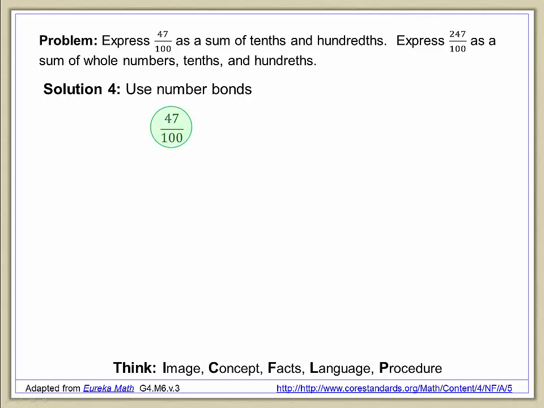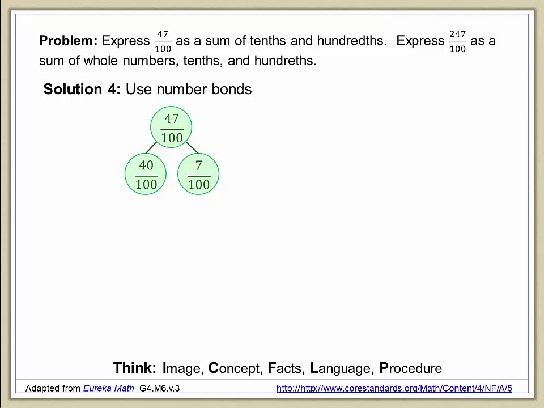Our number 47/100ths, we'll begin by looking at it as 47/100ths, and we're going to break it into 2 chunks, and the chunks are going to be 40/100ths and 7/100ths. This is very much along the lines of what students have done with place values in whole numbers, breaking the number 47 into 40 plus 7, or 4 tens plus 7 ones. But now we're looking at 47/100ths, and so we have 40/100ths and 7/100ths.